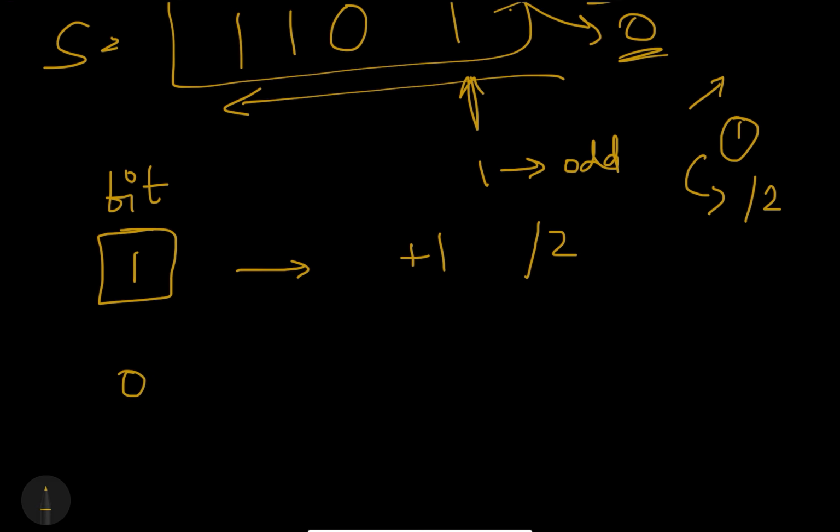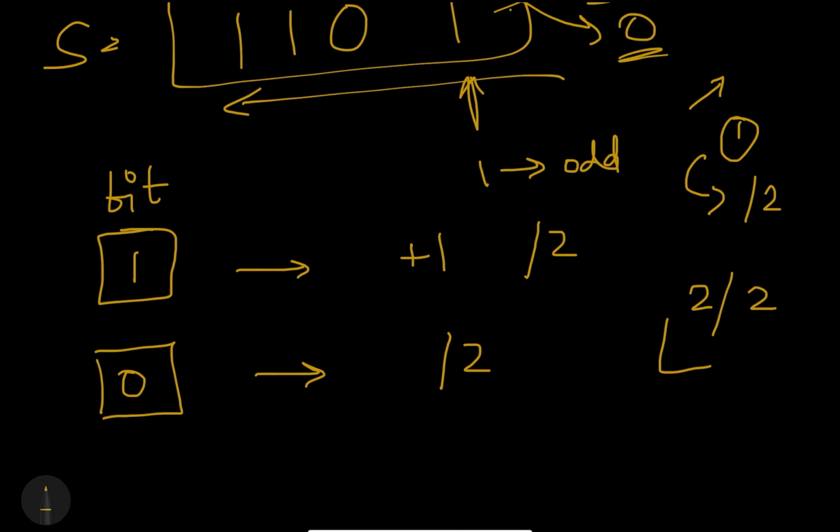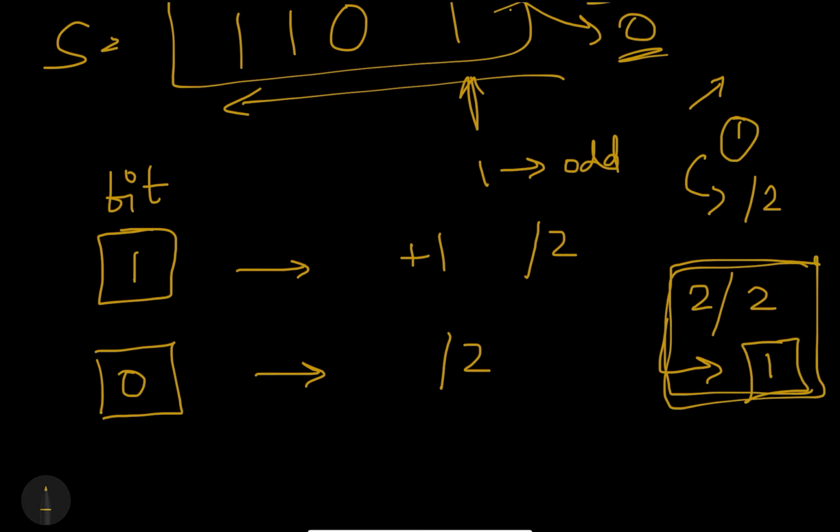So divide operations we also have to perform. Suppose this bit would have been 0. Then what we have to do is divide it by 2, so only one operation we have to perform. Because it could be 2 divided by 2, then it could have become 1. So for even we'll consider only one operation.